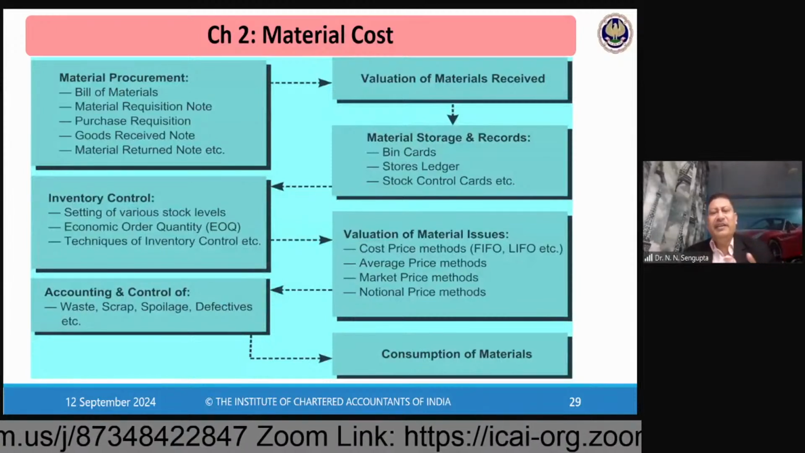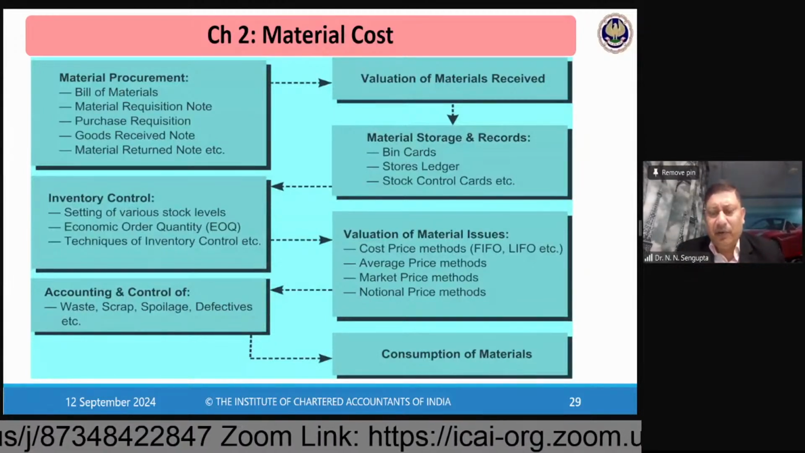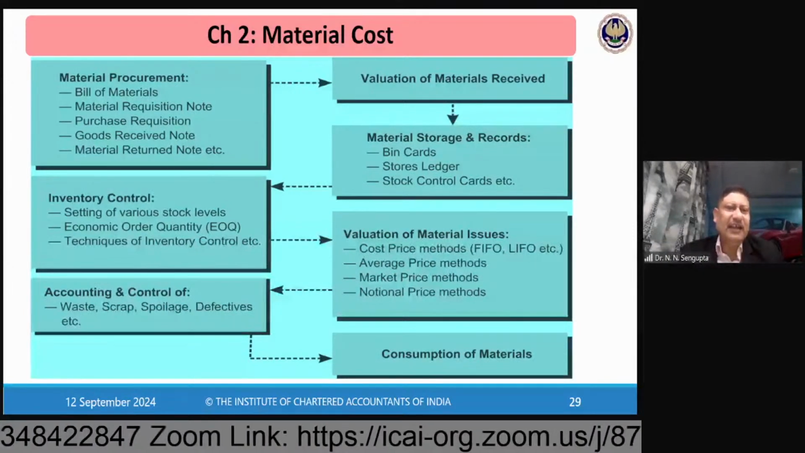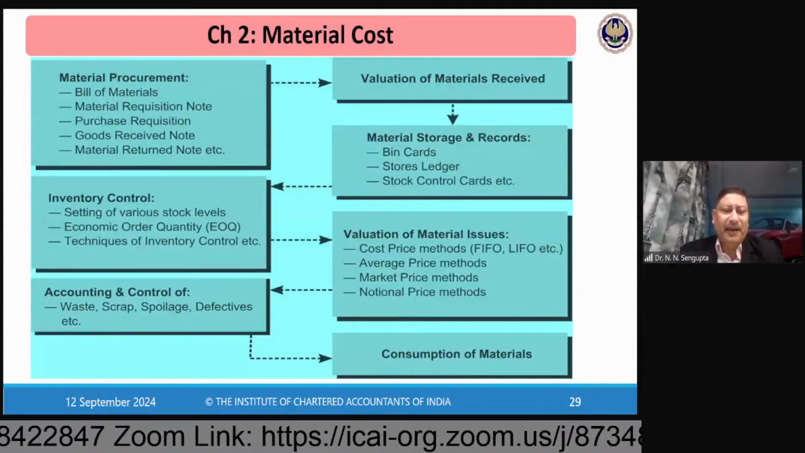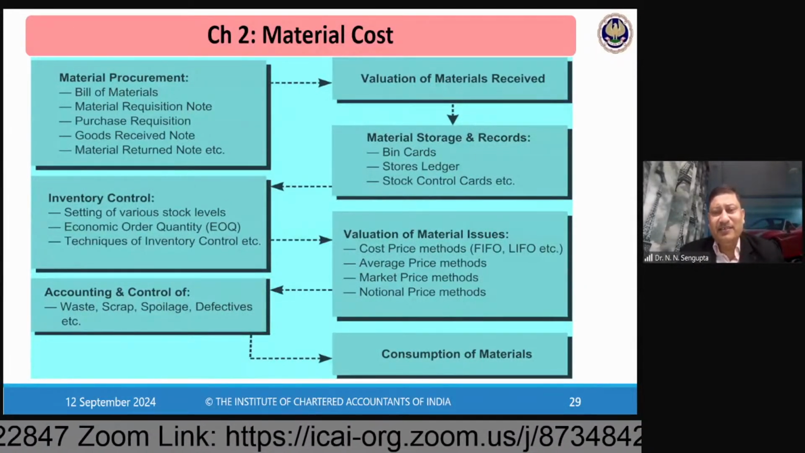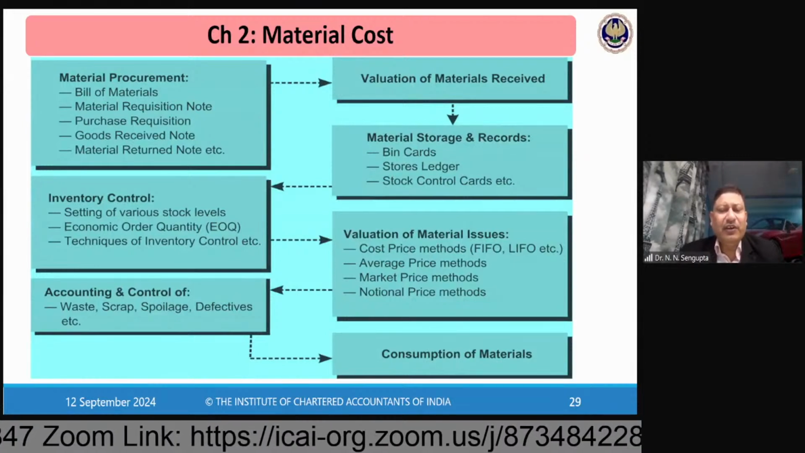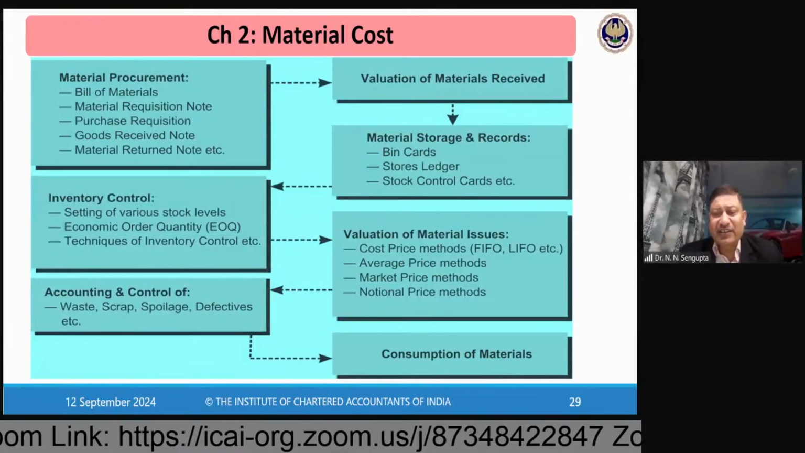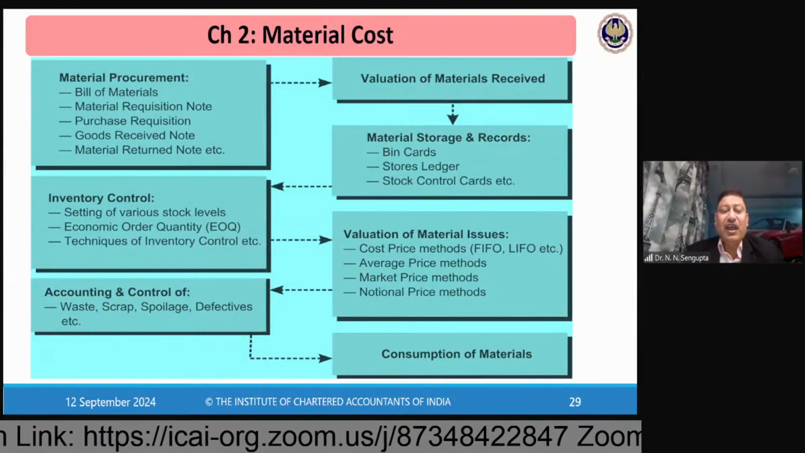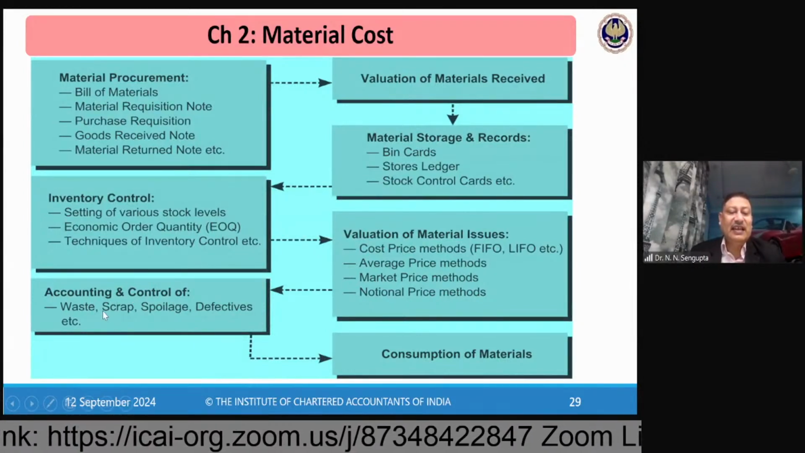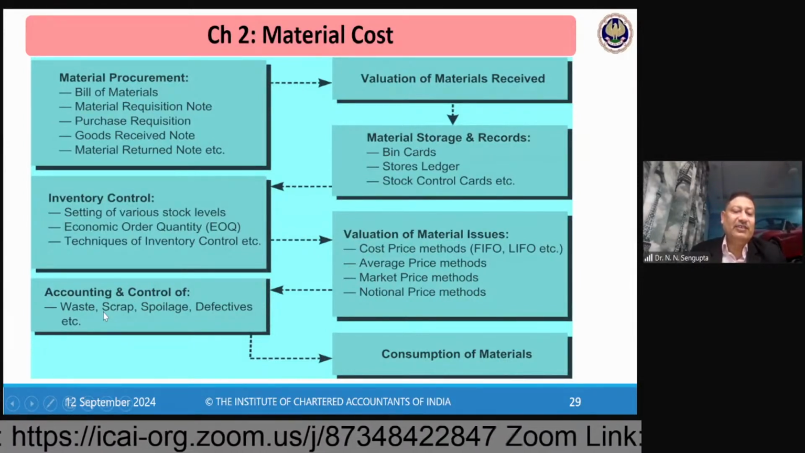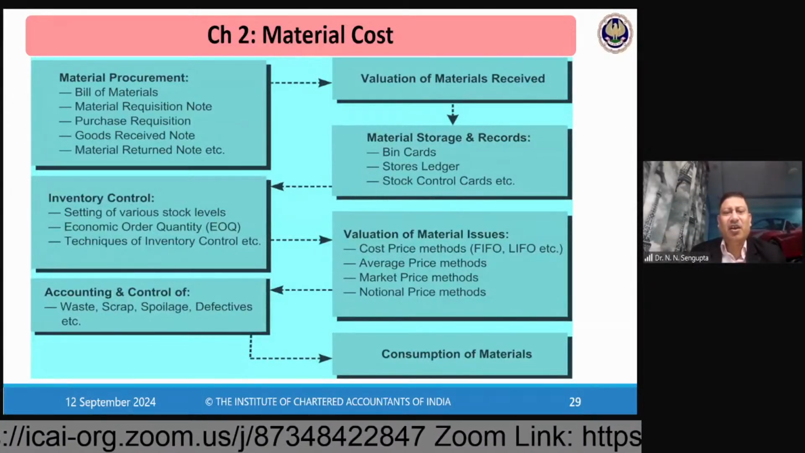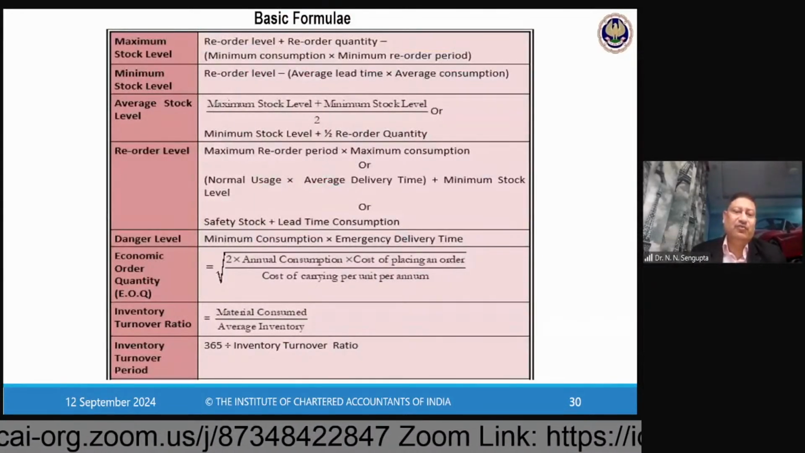So in the overall material, some very important parts which you need to consider from the practical point of view are numericals related to the economic order quantity, related to various levels of inventory, related to stores ledger, related to inventory ratio. And as you can see, waste, scrap, spoilage, defective, and their treatment.